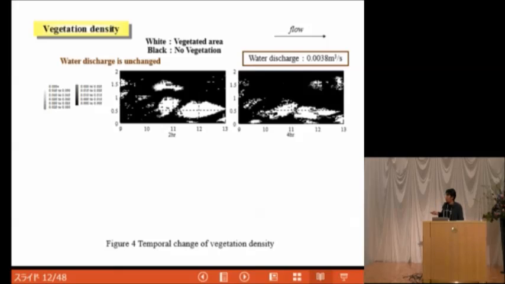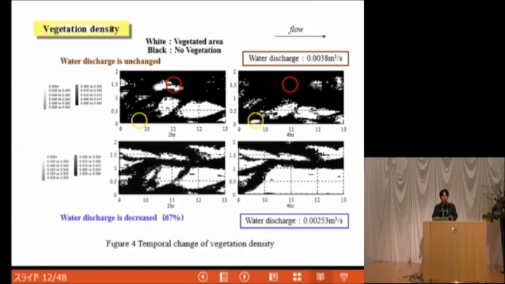This figure shows the horizontal distribution of the vegetation density. The white area indicates the vegetation area, and the black area indicates the non-vegetation area. When water discharge is unchanged, this vegetation is washed away, and a new vegetated area is formed around here. However, when water discharge is decreased to 67%, the vegetated area increases with time, and the vegetation is not washed away so much.